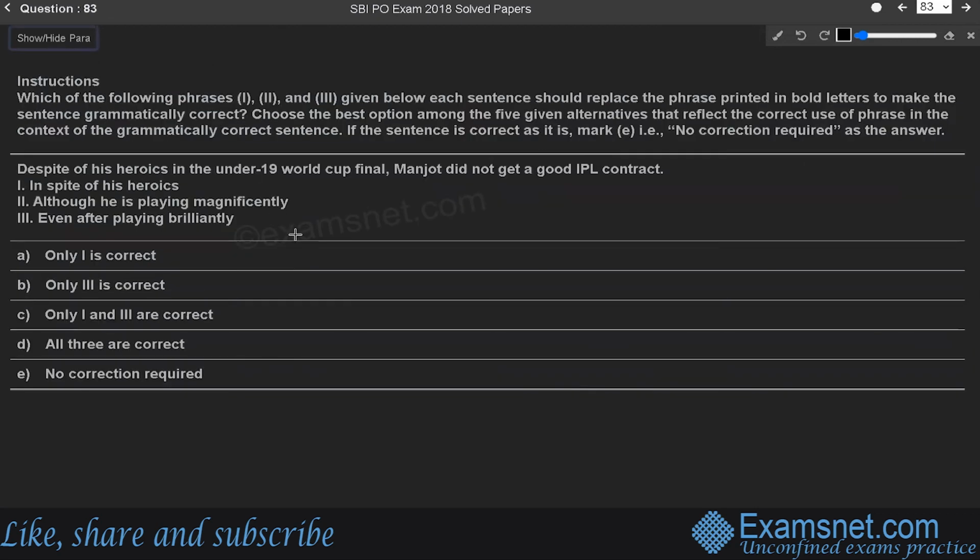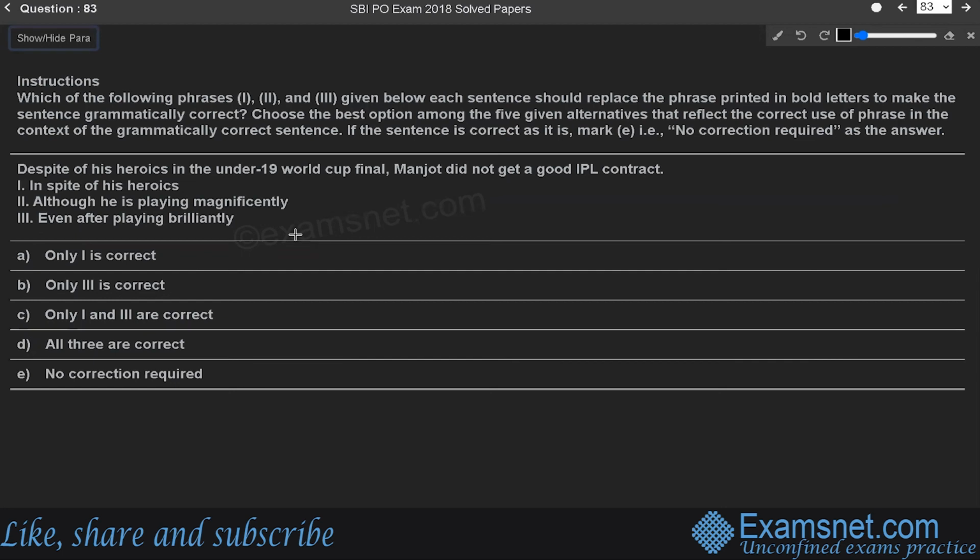Next question has the instruction: in each of the sentences, the phrase printed in bold letters should be replaced by one of the phrases 1, 2 and 3 given below to make the sentence grammatically correct. Choose the best option among the 5 given alternatives that reflects the correct use of the phrase in the context of the grammatically correct sentence. If the sentence is correct as it is, mark E, that is, no correction required, as the answer. Despite of his heroics in the under-19 World Cup final, Manjot did not get a good IPL contract.